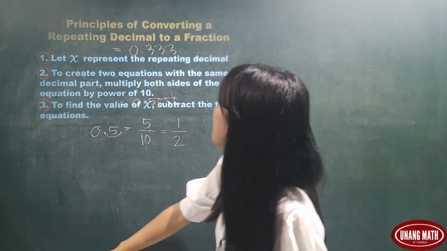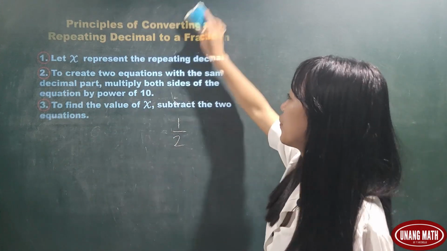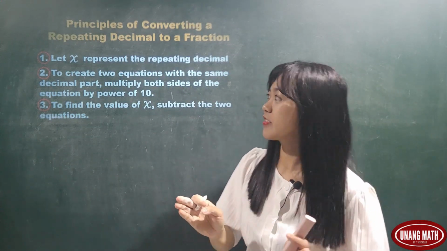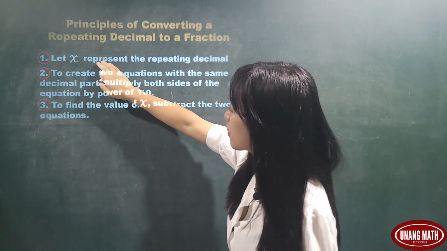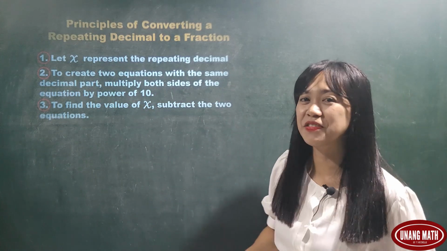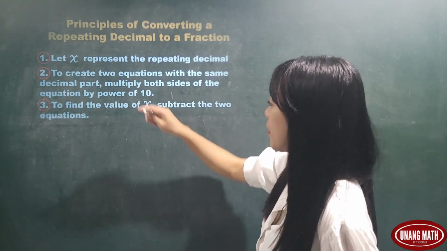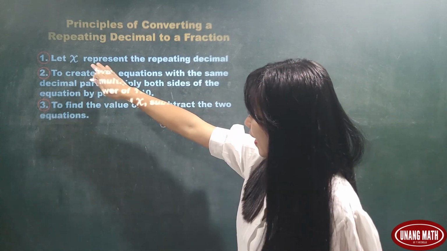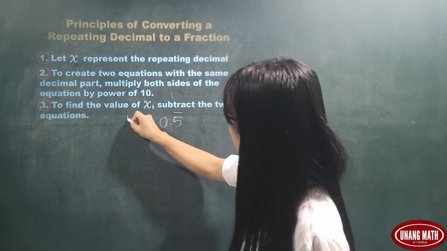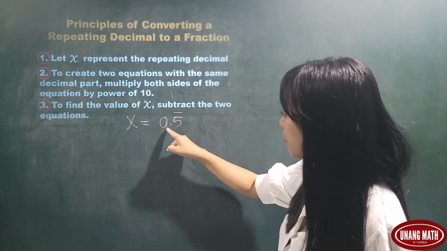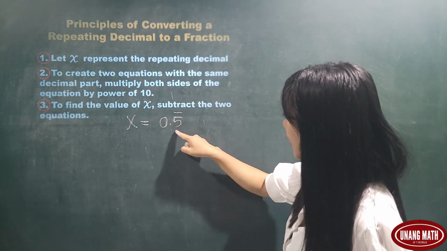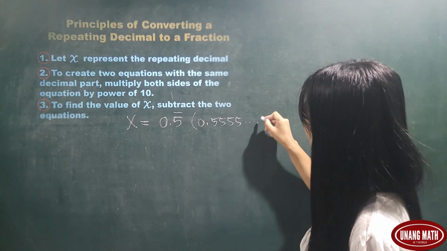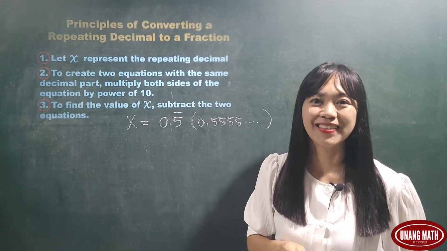Okay, so these are the principles on how we are going to convert a repeating decimal to a fraction. First, we will let x represent the repeating decimal. Let's get our example a while ago. Our repeating decimal is 0.5 repeating. Let x represent the repeating decimal. So x is equal to 0.5 repeating. Take note, this is 0.5555 and this digit repeats endlessly.